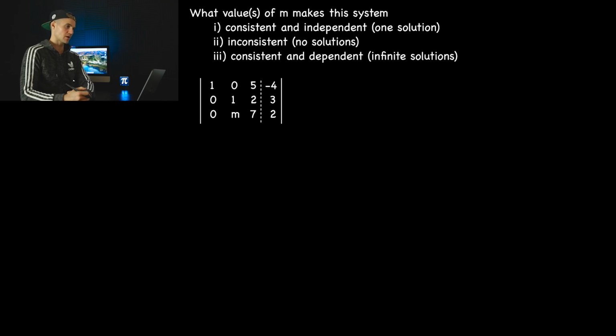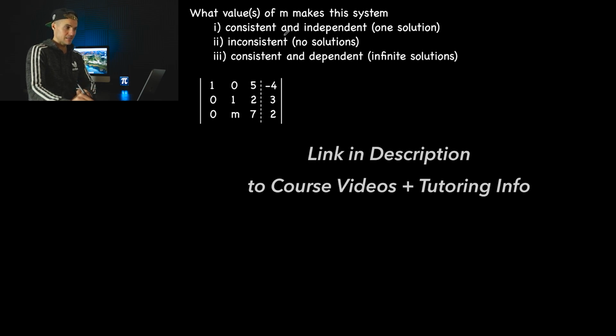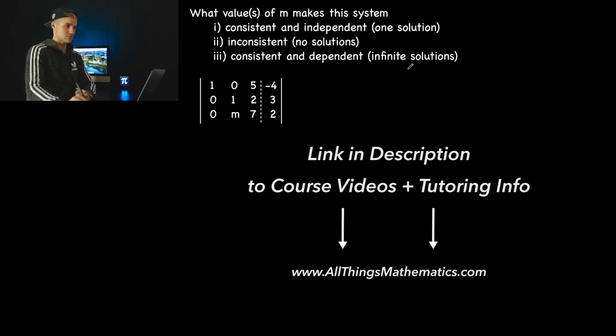Patrick here from All Things Mathematics, and moving on to the next example dealing with linear algebra. So we have to figure out what value, or sometimes values, of m makes this system here, this matrix, three different things, three different cases. So consistent and independent, meaning that it has one solution; inconsistent, meaning it has no solutions; or consistent and dependent, meaning it has infinite solutions.